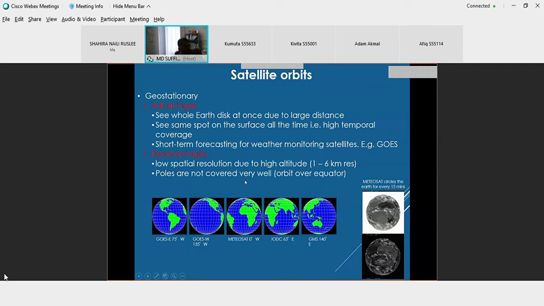Poles are not covered very well. Sebab apa? Sebab you letak dia ataupun dia bergerak mengikut pergerakan bumi. So you kena letak di kawasan equator. You tak boleh letak di kawasan poles. So kawasan di polar tu selalunya dia tak cover.